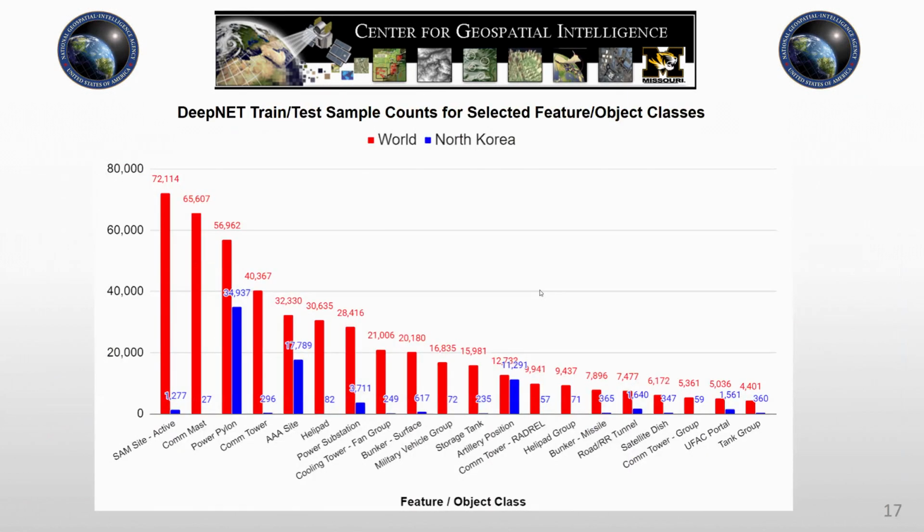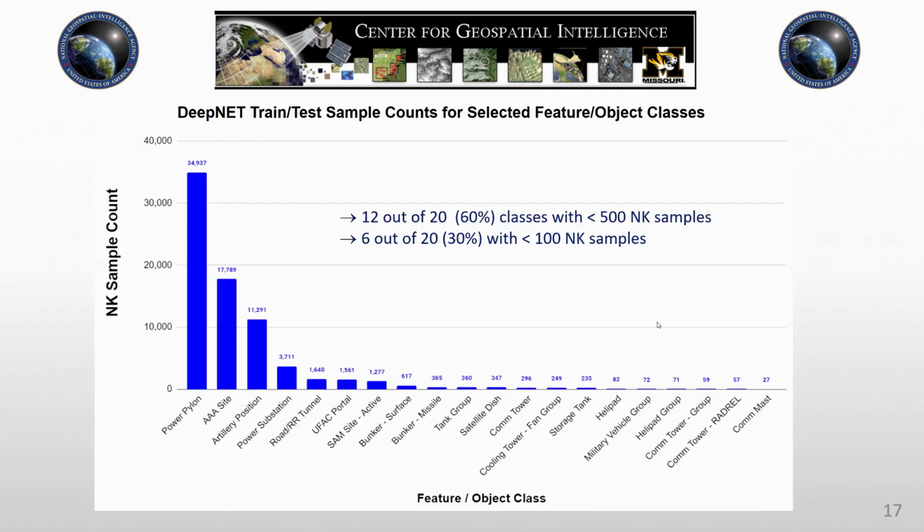This shows an example of our existing training data that we have for those 20 feature and object classes that are here on the x-axis. And so this is showing our entire holdings within our data set across those, and then also the North Korea, and I'm just going to go ahead and flip to the North Korea focused version of that.